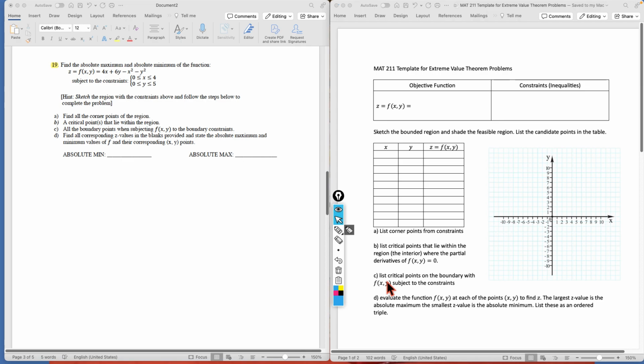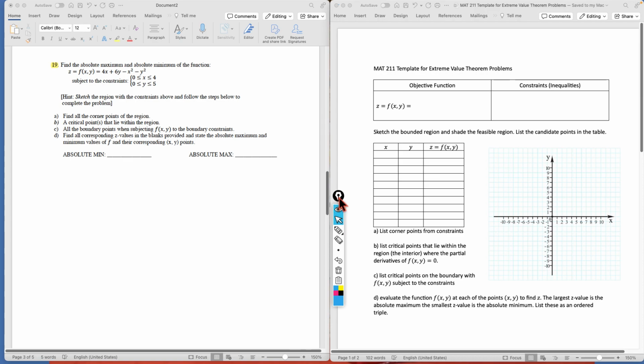That is for the mean value theorem, not the extreme value theorem. There's a different one, but we use the extreme value theorem. So this was the last section we covered, and it really ties in almost everything we've done, partial derivatives and such. So I've got this template developed that will help you see all the steps involved.